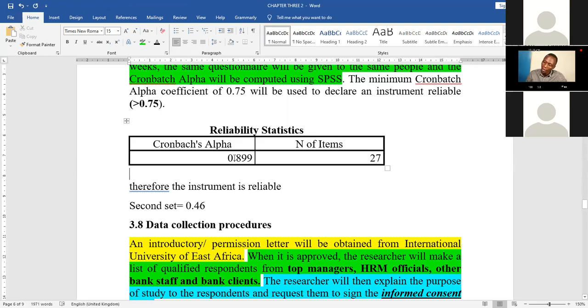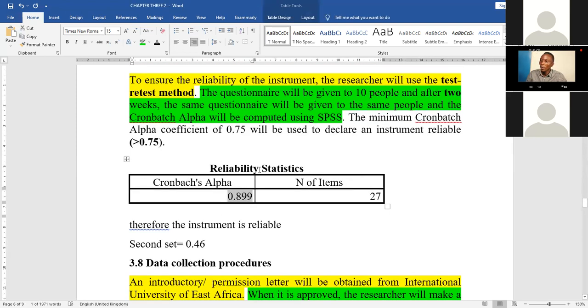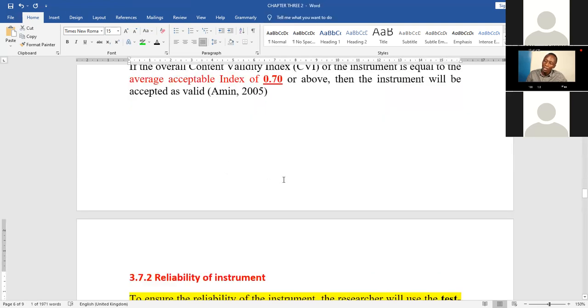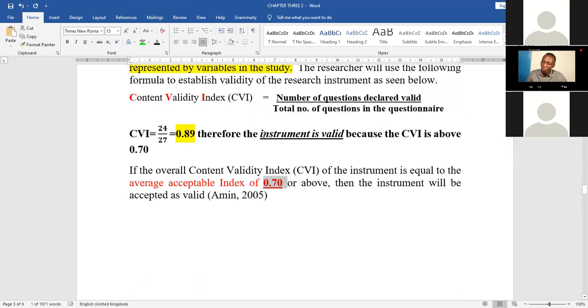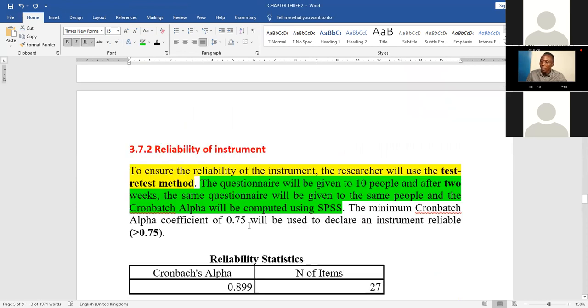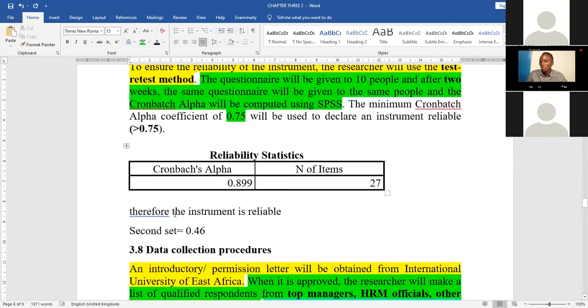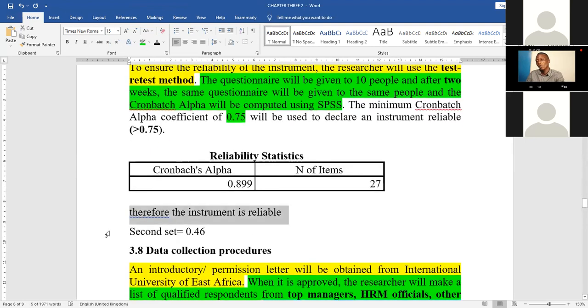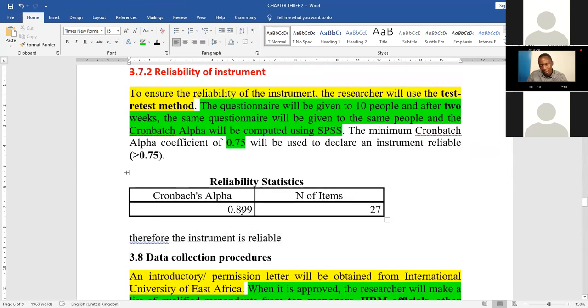Okay, and then get that answer and then compare it to 0.75. For validity it is 0.70. That's when you know that the instrument is valid. But for reliability it is 0.75. When you get the answer that is above 0.75, then you say that the instrument is reliable. So that's why here we're saying that the instrument is reliable, because this answer is above 0.75. But if you had gotten a number that is less than 0.75, then we would have said that the instrument is not reliable.